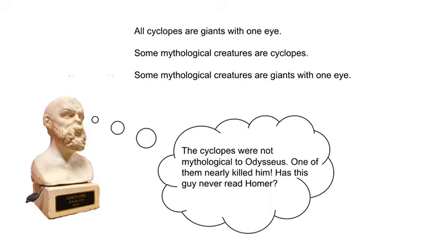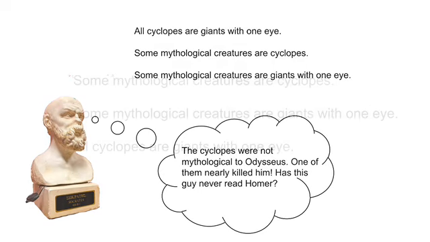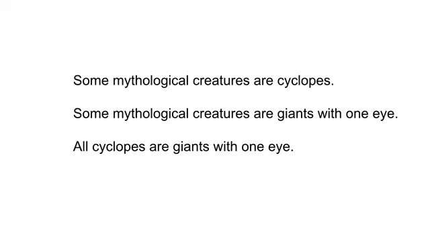Now, you might actually want to jot that syllogism down. You may pause the video and just jot that down, because we're going to look at that syllogism but ordered in a different way. Now, we could have written it like this. Some mythological creatures are Cyclopes. Some mythological creatures are giants with one eye. Therefore, all Cyclopes are giants with one eye. And I would go ahead and write that one down as well. We're going to compare and contrast the two different syllogisms and the orders in which the words were written.